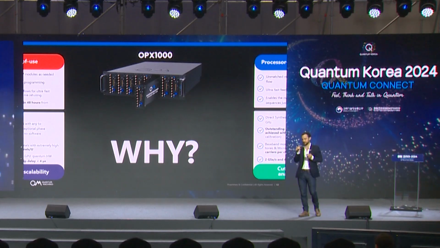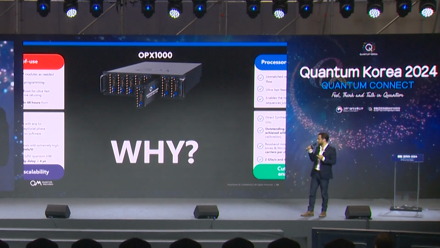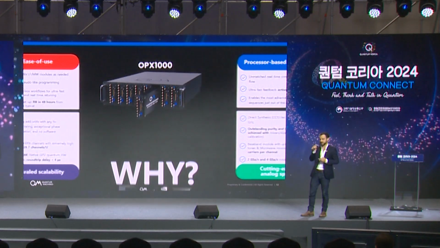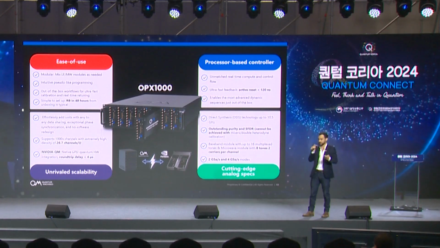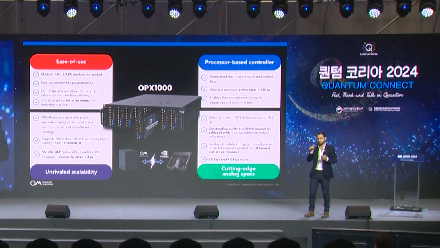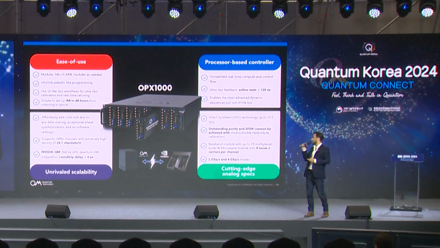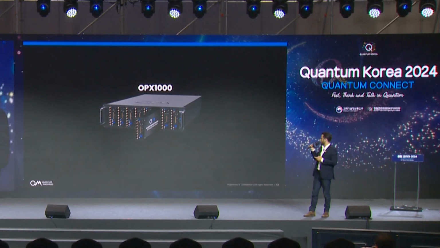So, wrapping up, I hope you're now understanding why we put so much effort and so much resources into developing such an advanced control system that's capable of, by the way, not controlling only superconducting qubits, but also ions and atoms and defect centers and photonics. We can make use of it.